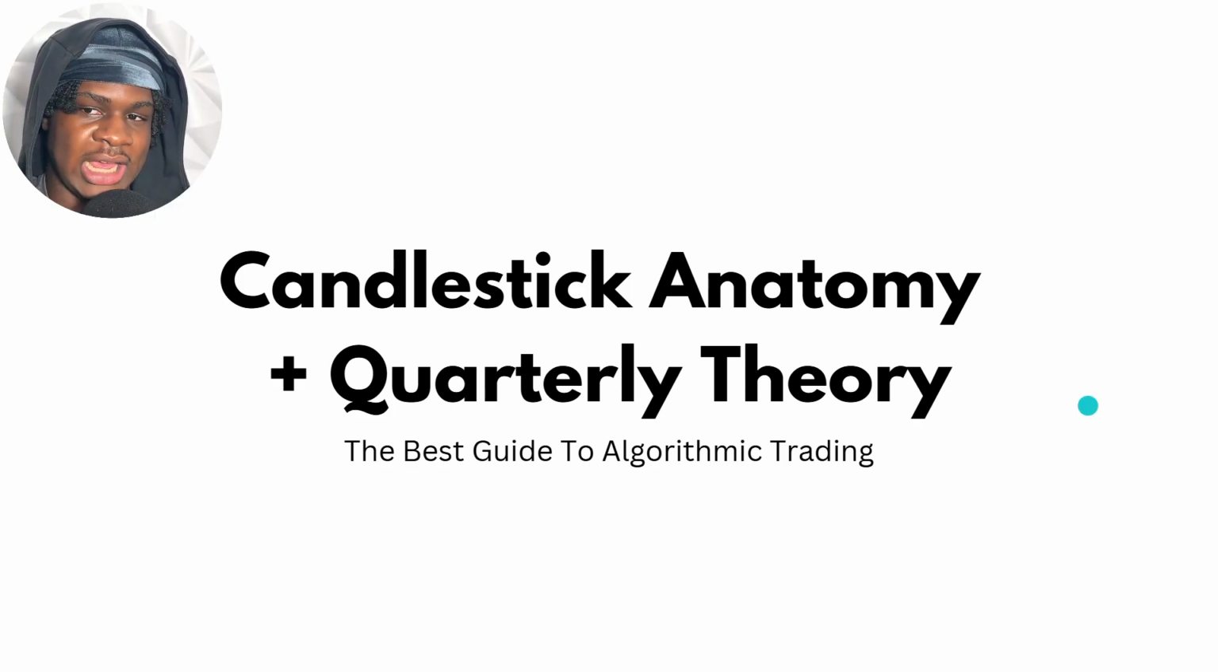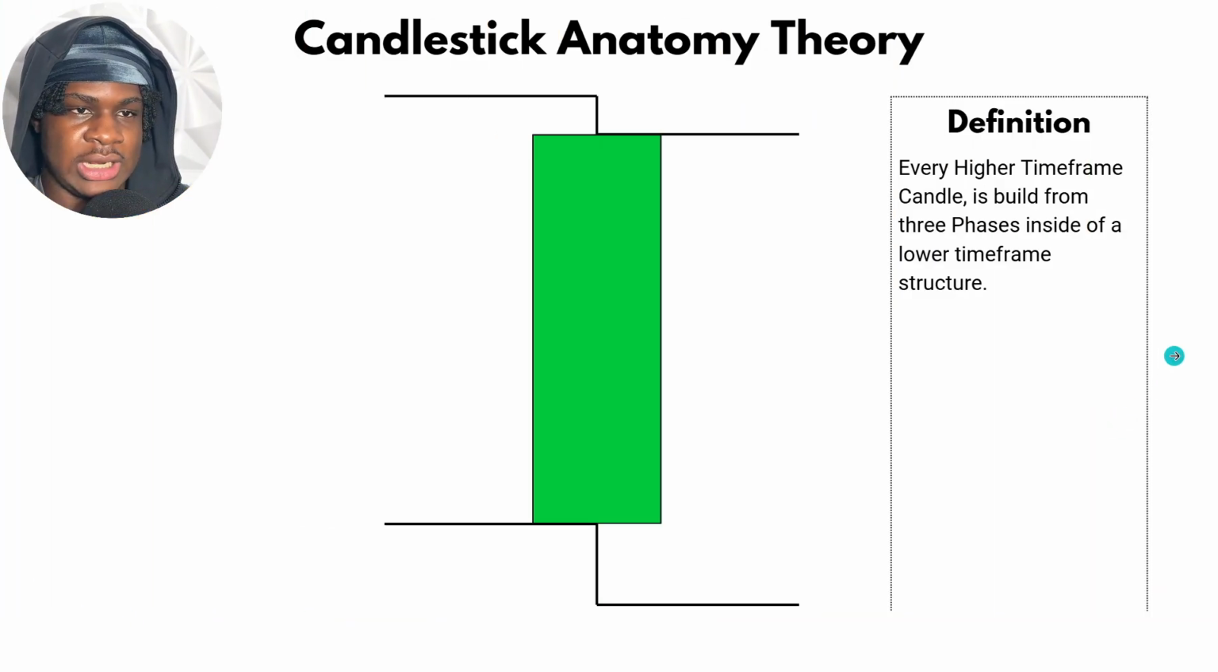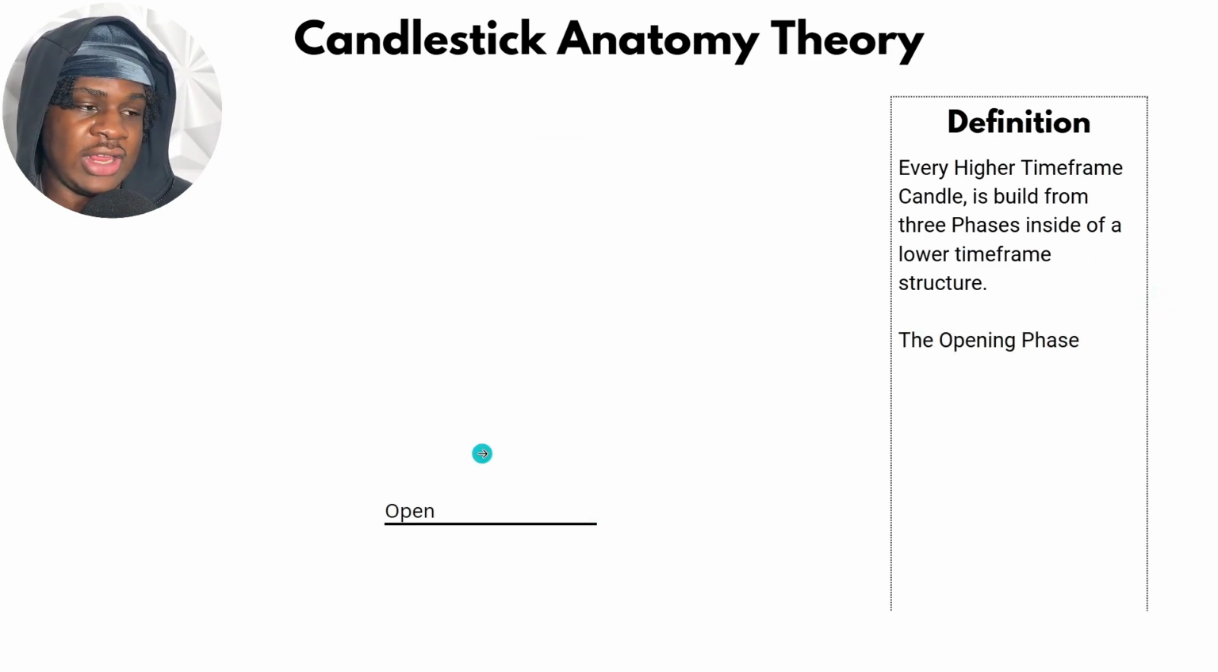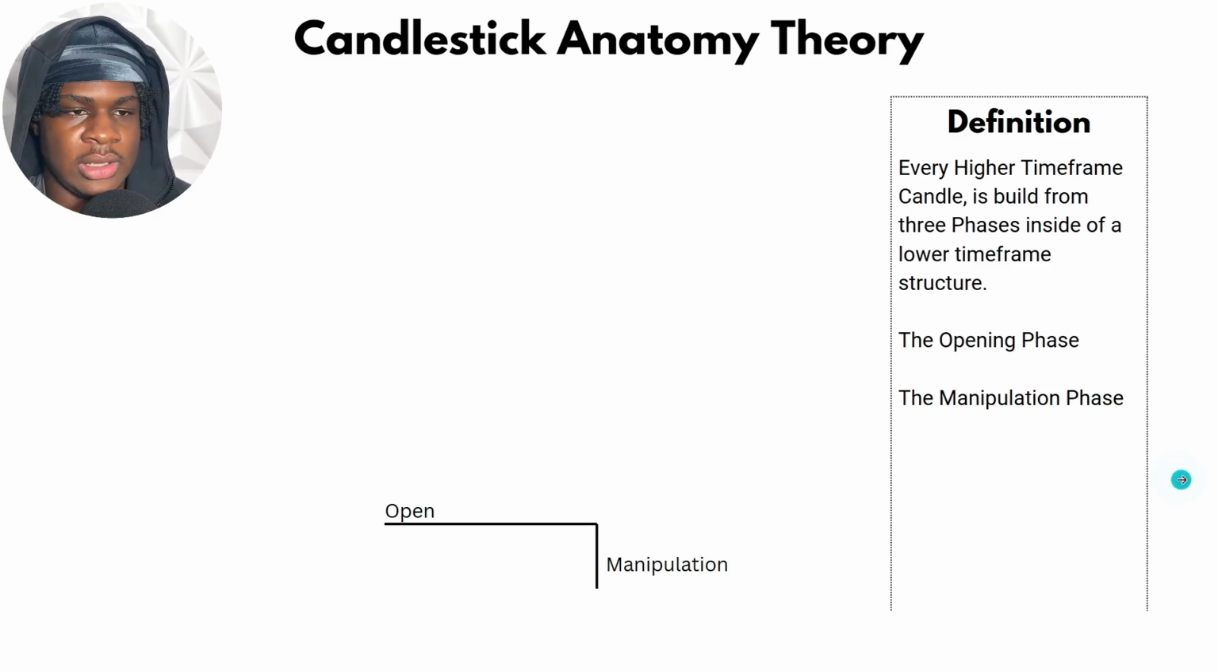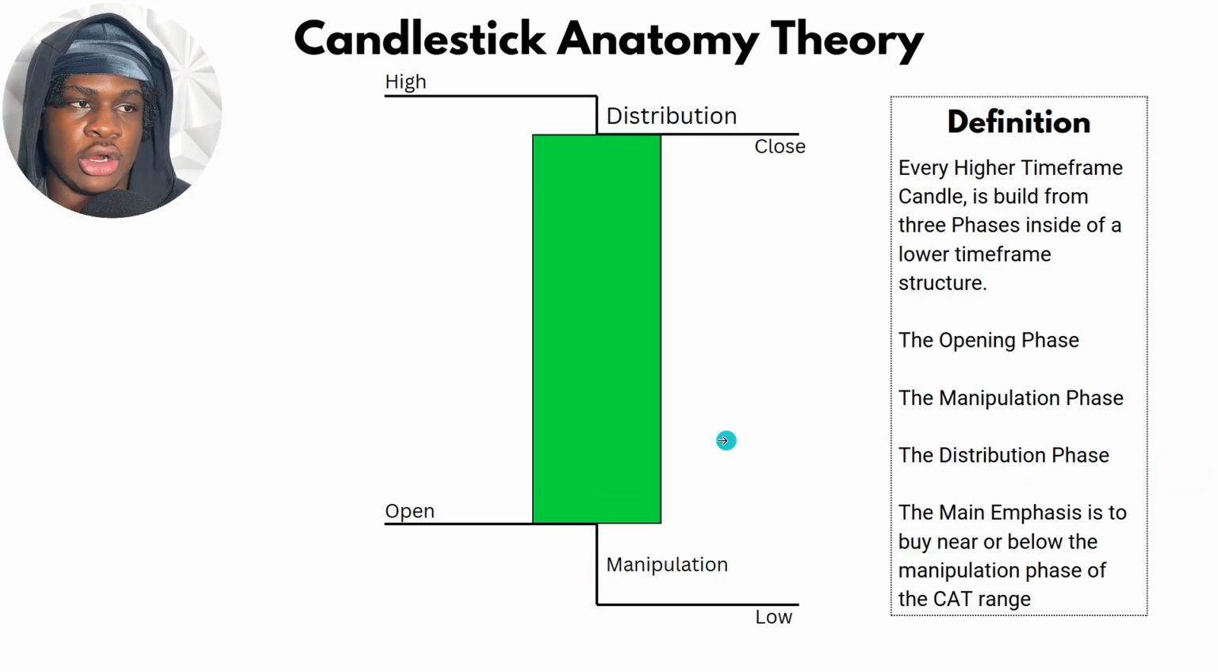Thank you. First, we have to uncover what is the candlestick anatomy theory. The candlestick anatomy theory is very simple. Every higher time frame candle is built from 3 phases within a lower time frame structure. First phase will be obviously the opening phase. This is where the candlestick opens, referred to as our accumulation. And then we have our manipulation phase, right? This is when the market creates or establishes this low within the range, which is simply our distribution phase.